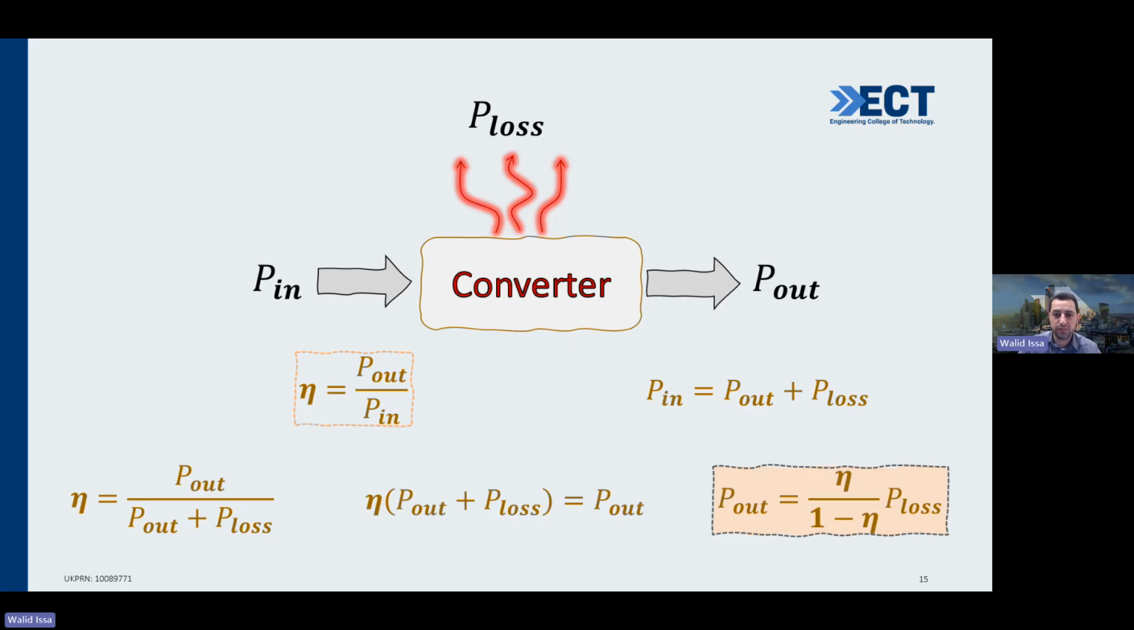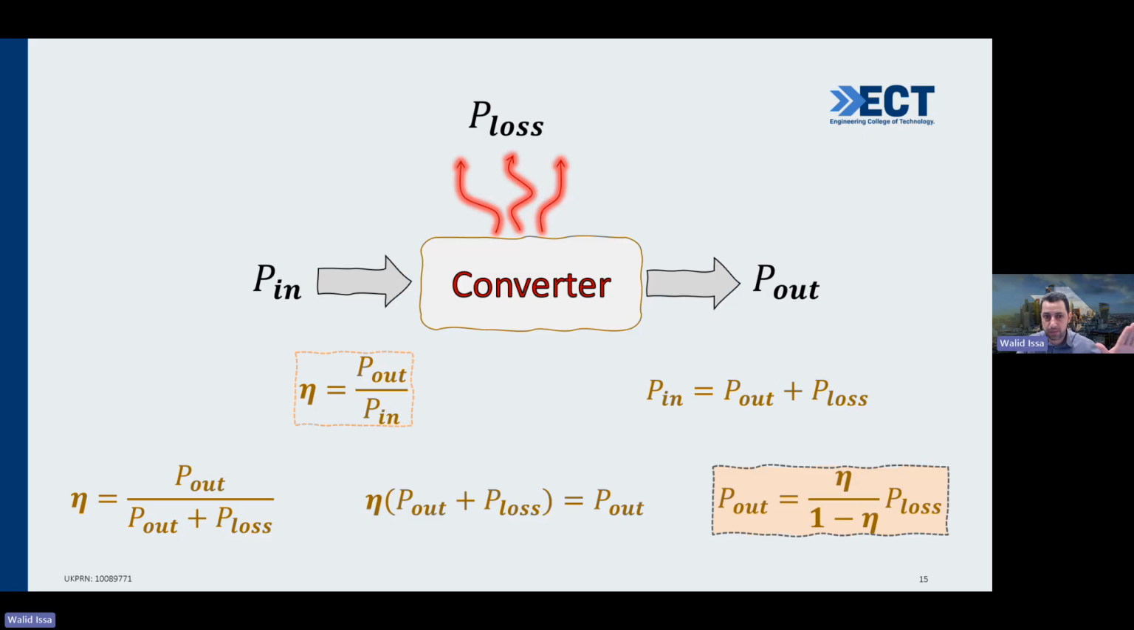Now if we just tailor the equation a little bit, so that power input equals power loss plus power out, and then I substitute this power input into this equation, I will get this version of the equation, and then this is the last one. The last equation says the power out from any converter equals the efficiency divided by 1 minus efficiency, times the power loss. So there is no power input here.